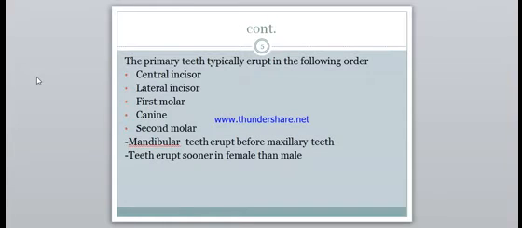The primary teeth typically erupt in the following order. When we see eruption of teeth after delivery, this is after delivery, or after being born. Central incisor erupts first, and then lateral incisor, first molar, canine, then second molar follows.